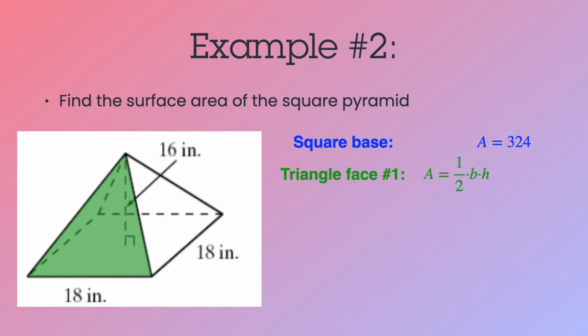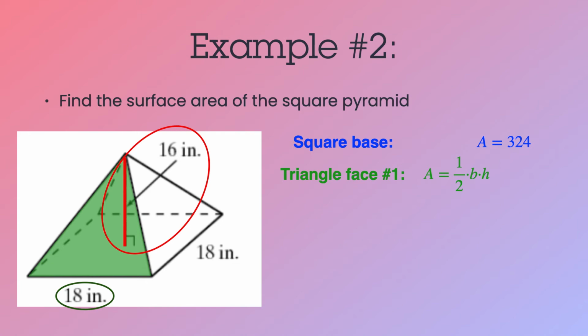So we're going to want to use 1/2 times base times height. So pretty much we're the same so far. Our base is 18, but the other number we're given, that 16, is not the height of the triangle that we care about. If you notice this line here, it goes into the center of the base.